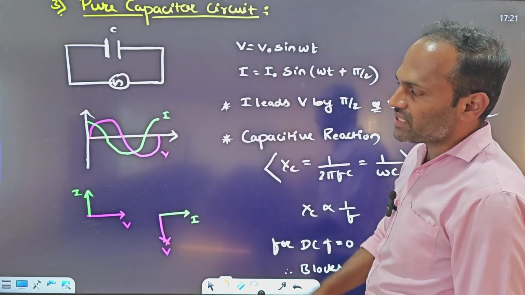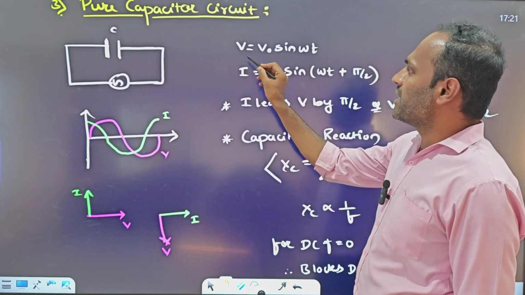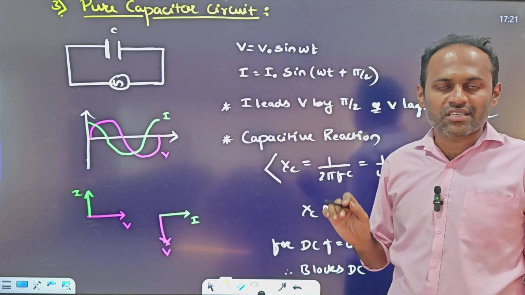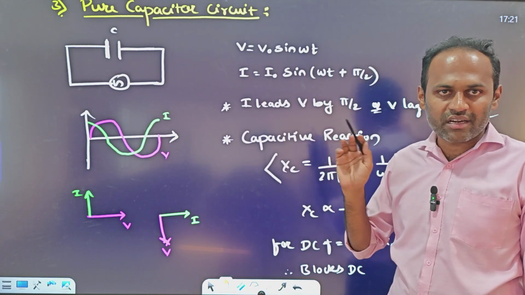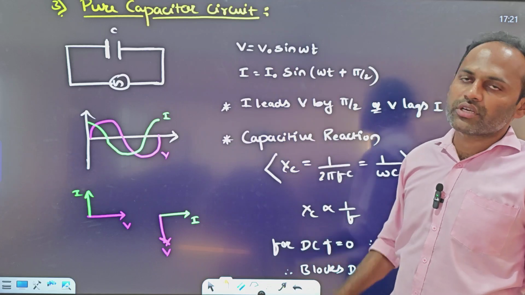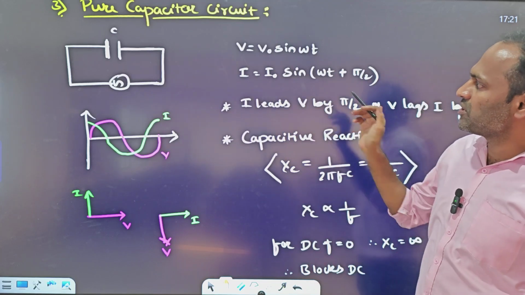Next we'll go for a pure capacitor circuit. Here a capacitor is connected to the AC source. See, for all circuits we apply the same voltage: resistor circuit, inductor circuit, capacitor, LCR circuit, LC circuit, LR circuit, CR circuit. For all circuits, we are going to apply the same voltage, V equals V naught sin omega t. AC we are applying. So in this case, how much will be the current?